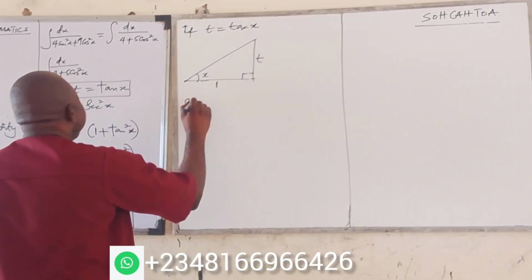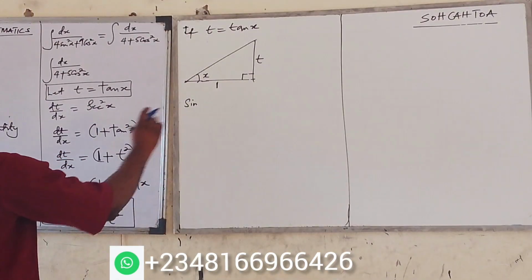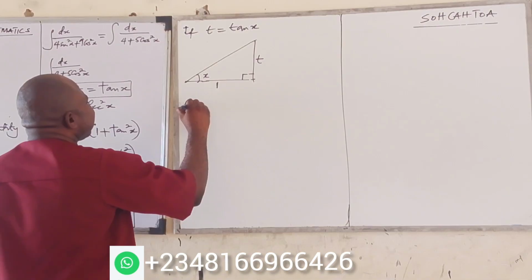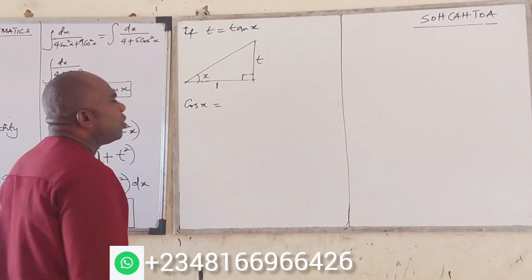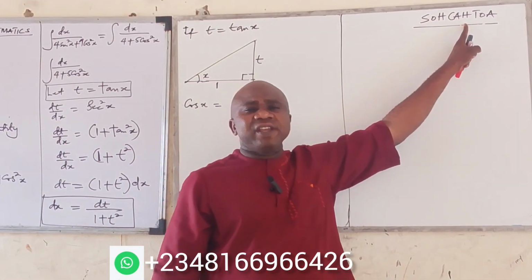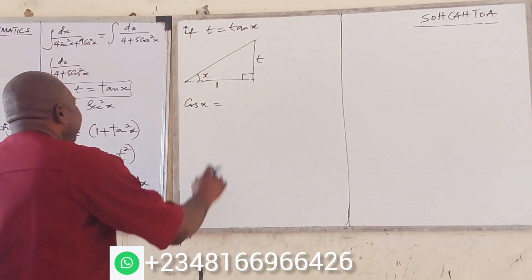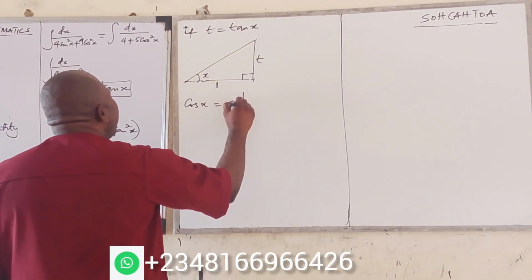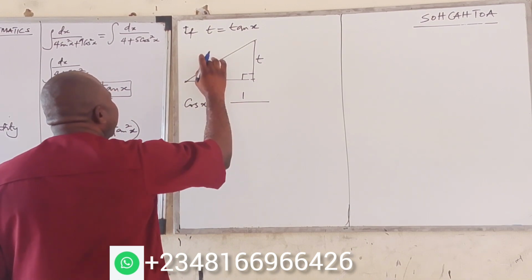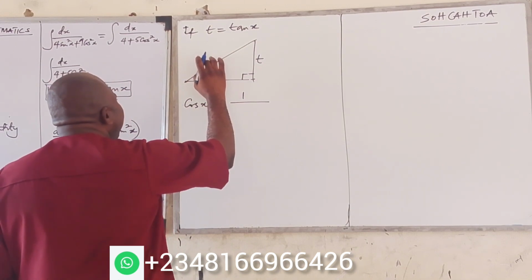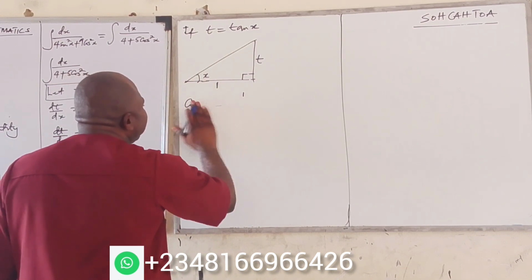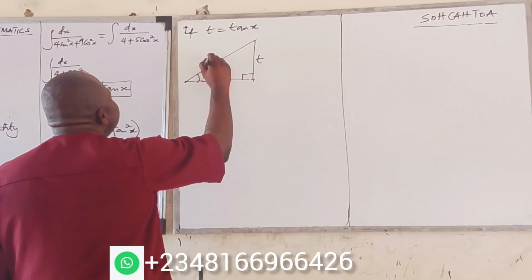So here now let's look at the value of cos x. Now cos, we say cos is adjacent all over hypotenuse. So the adjacent here is 1. So we have 1 all over hypotenuse. Yes, but before then, let's get the value of the hypotenuse. Yes, let's call this z.